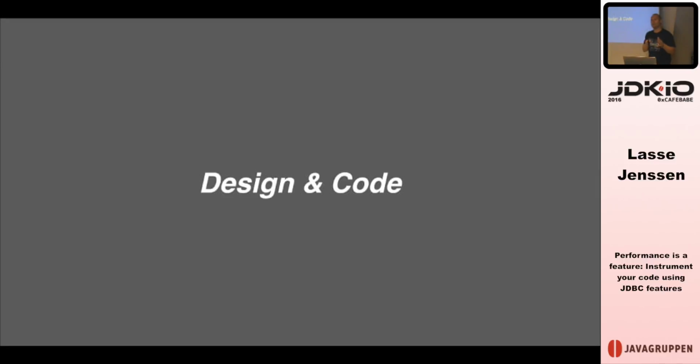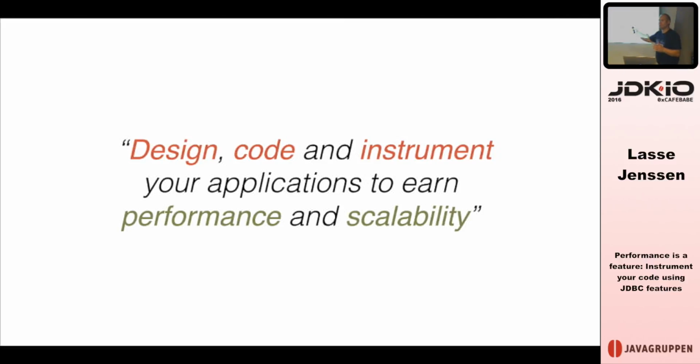This is kind of a small peek into what I'm going to talk about in my next session, starting at 11 o'clock. And that's the 10 mistakes the developer probably will make if the DBA doesn't assist. And when I said performance is a feature, what I mean is you have to design and code and instrument your application to earn performance and scalability. So I'm just going to show you something that is about design and how you actually shouldn't design your code. It's just going to be a peek into what's coming in the next hour at 11.